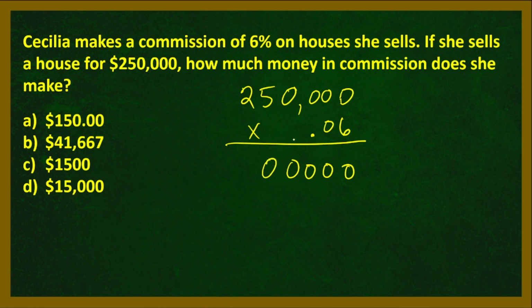There we go. 6 times 5 is 30. Carry that 3. 6 times 2 is 12. Plus 3 is 15. All right. So we don't have to go through the process of the other zeros. So how many decimal places do we have here? 2. So starting from the back, 1, 2, we place our decimal here. And we see that Cecilia will make $15,000 in commission if she sells a house for $250,000. So that is answer choice D.